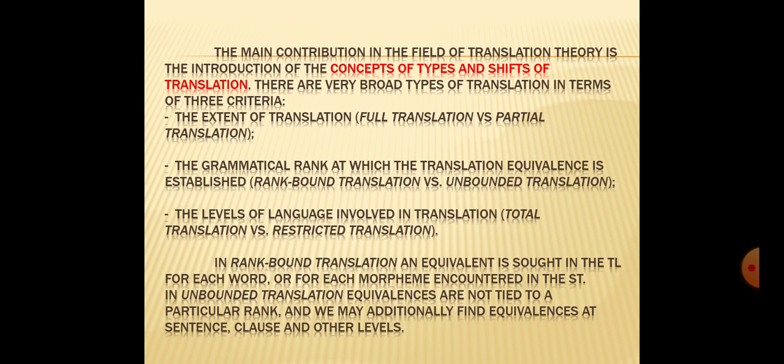In rank-bound translation, an equivalent is sought in the target language for each word or for each morpheme encountered in the source text. In unbounded translation, equivalences are not tied to a particular rank, and we may additionally find equivalences at sentence, clause, and other levels.